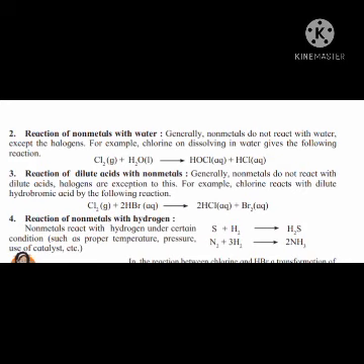Third one, reactions of dilute acid with nonmetals. Generally, nonmetals do not react with dilute acid. Halogens are an exception to this. For example, chlorine reacts with hydrogen bromide by the following reaction. Chlorine reacts with hydrogen bromide to form hydrochloric acid and bromine.